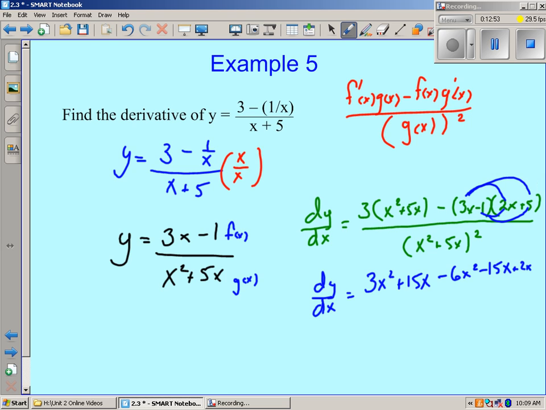Sorry, I about went off the page there. And all of this is over (x squared plus 5x) squared. See if I can move this over a little bit. Oh, I can a little bit.